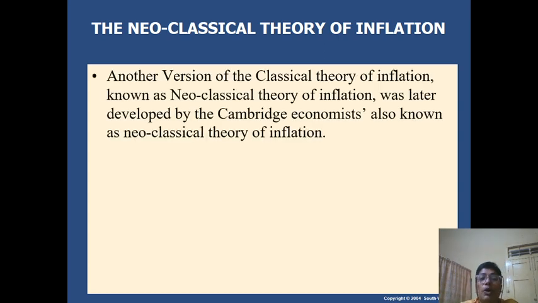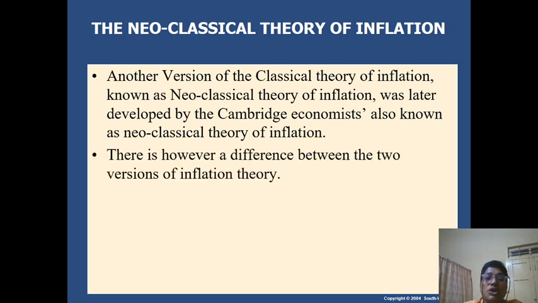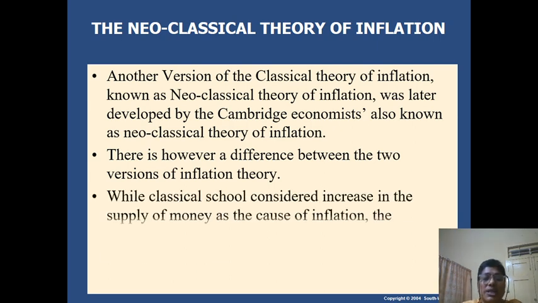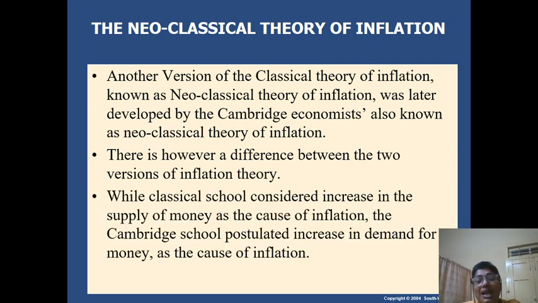It is put forward by Cambridge economists and known as the neoclassical theory of inflation. There is however a difference between the classical version and the neoclassical version. The classical school considered increase in money supply as the cause of inflation. The Cambridge school postulated increase in demand for money as the cause of inflation. That is interesting to note.